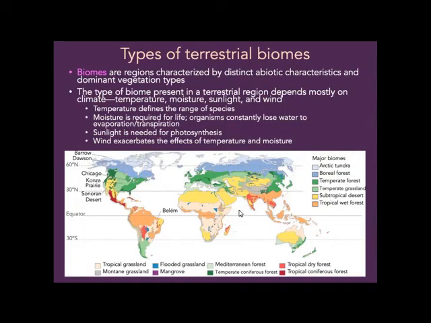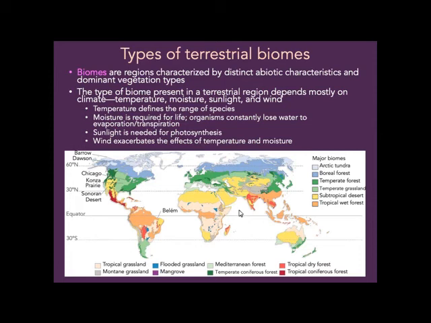Okay, so now we're going to have a survey of different kinds of biomes on Earth. A biome is a region characterized by distinct abiotic characteristics and also by dominant vegetation types that tend to be there. So the kind of biome that you're going to find in any terrestrial area is going to depend mostly on the climate, okay? On the temperature, the moisture, the sunlight, and the wind.